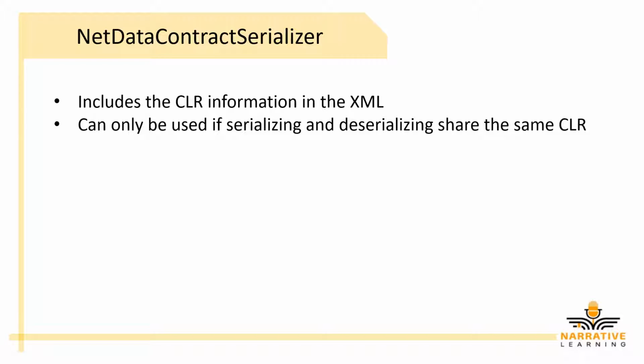The next is the NetDataContractSerializer. The NetDataContractSerializer differs from the DataContractSerializer in one very important way. The NetDataContractSerializer includes the CLR type information in the serialized XML, whereas the DataContractSerializer does not. Therefore, the NetDataContractSerializer can be used only if both the serializing and the deserializing ends share the same CLR type. And that's the official definition. So let's try to understand it using the code.